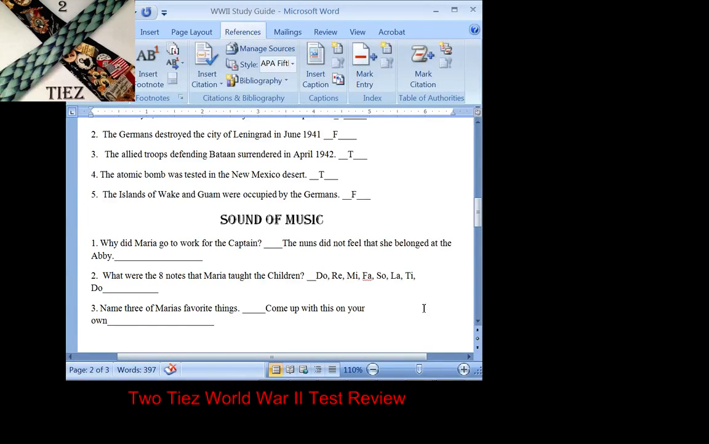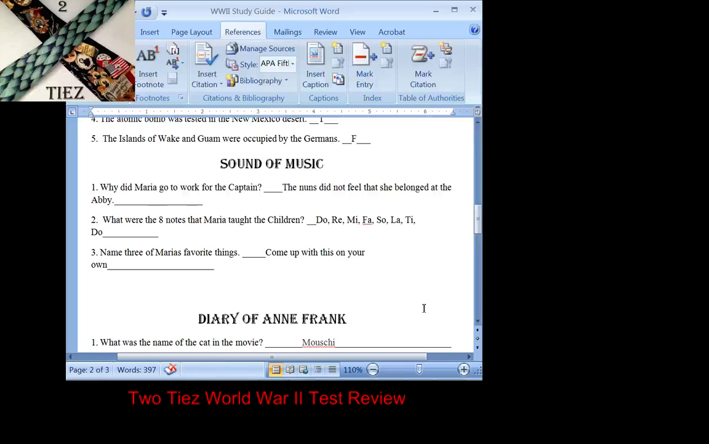Number 2. What were the 8 notes that Maria taught the children? Do, re, mi, fa, sol, la, ti, do. This is pretty basic. Everyone's had music and should know this by now. So, hopefully you do. Name 3 of Maria's favorite things. On this, I said come up with this on your own. Just think back to the song. You can even type it in YouTube: favorite things, song, Sound of Music, and listen to it and get this answer.